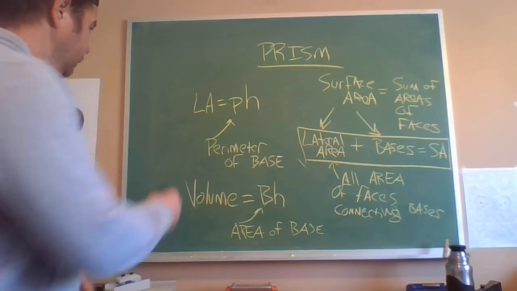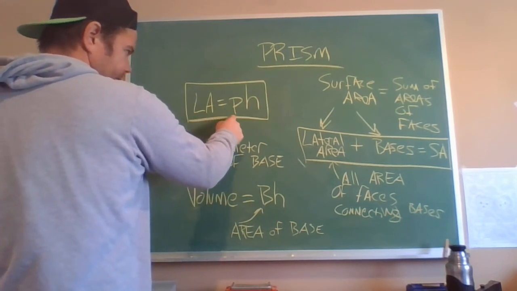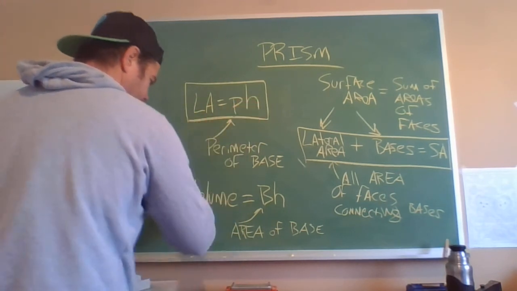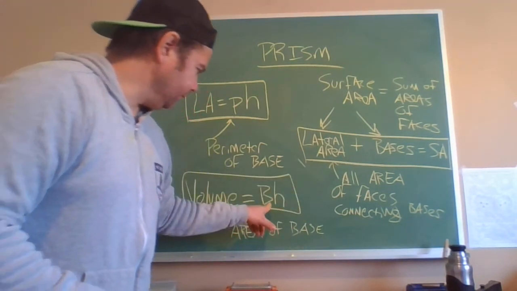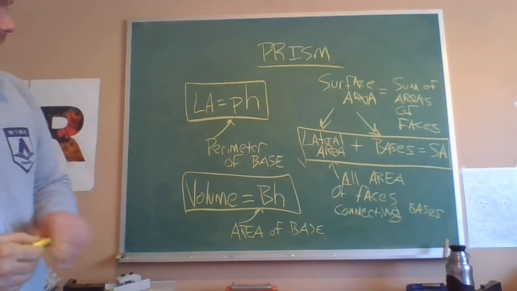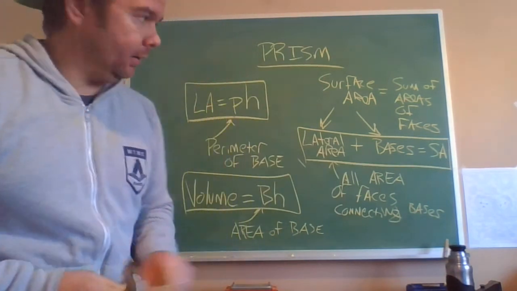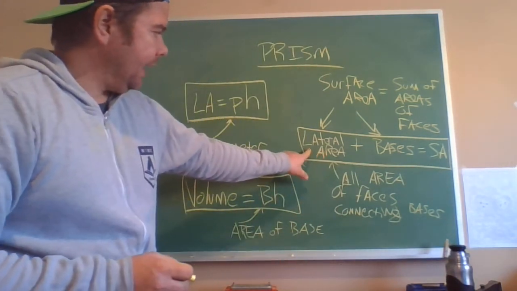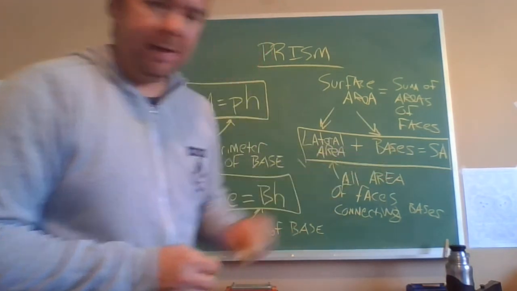So here are the important formulas. Lateral area equals perimeter of the base times the height. The volume of a prism equals the area of the base times the height. And the total surface area of a prism is equal to the lateral area plus the area of the bases.